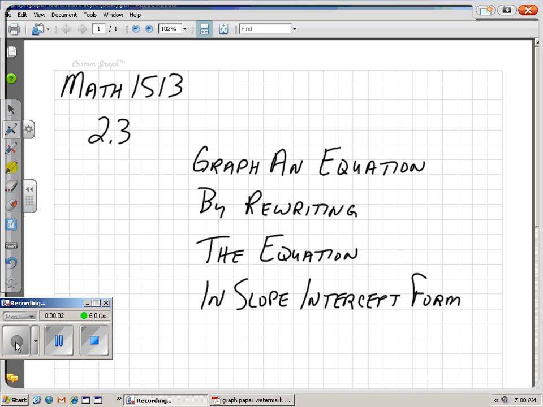Hi guys, Math 1513, College Algebra at Northern Oklahoma College, Chapter 2, Section 3. I'm going to show you how to graph an equation by rewriting the equation in slope-intercept form.